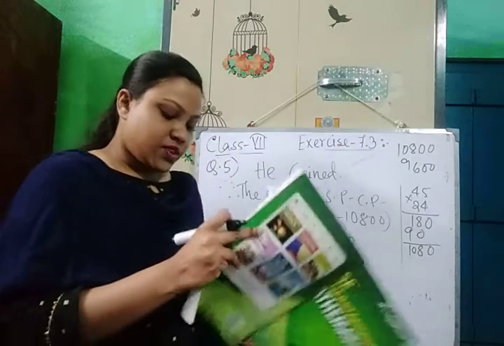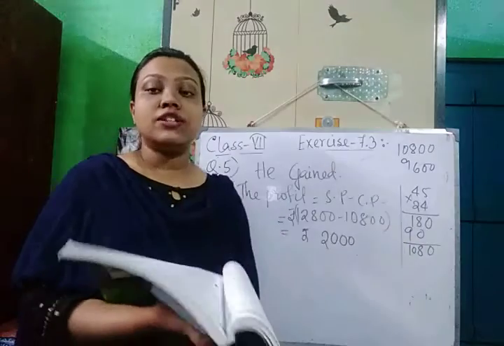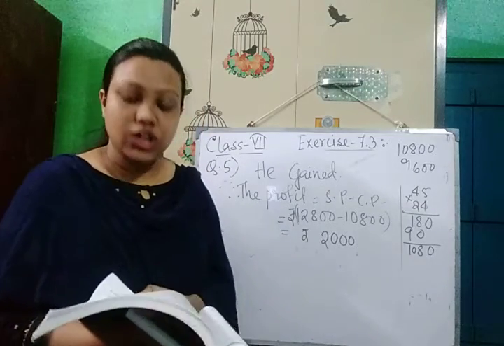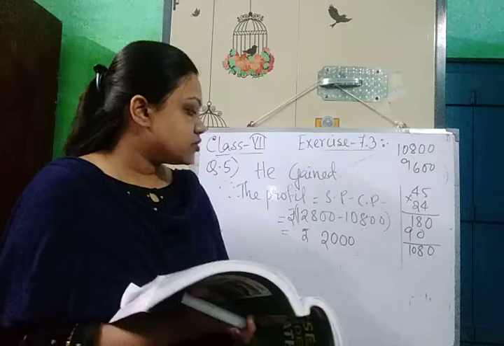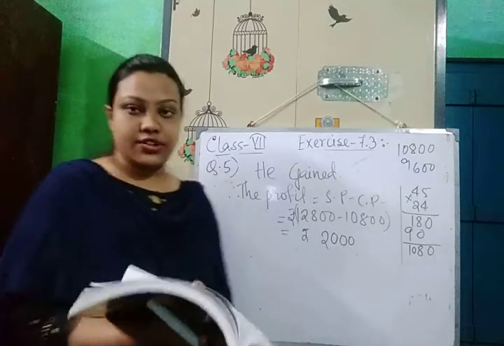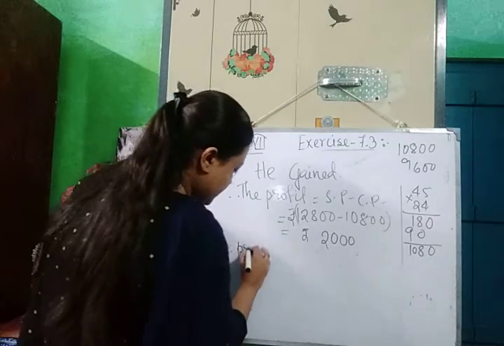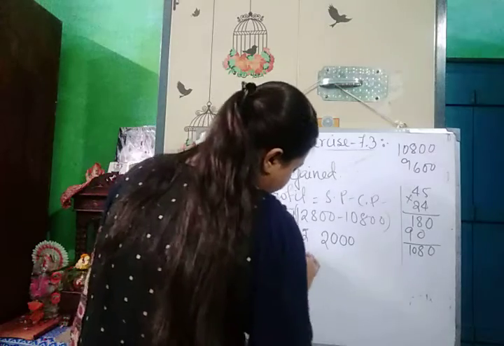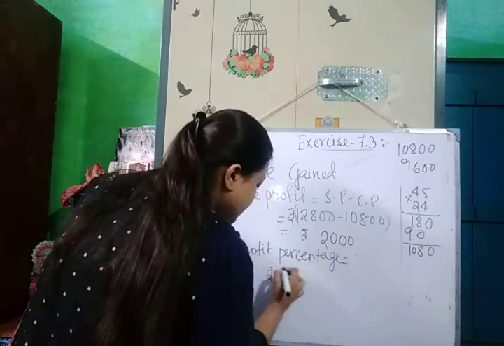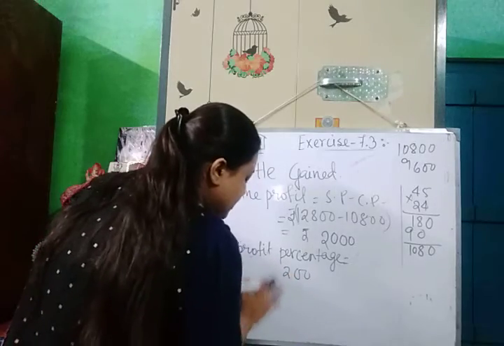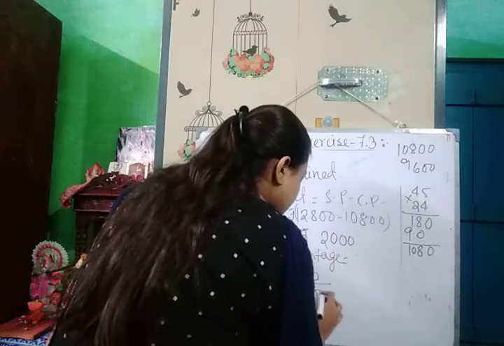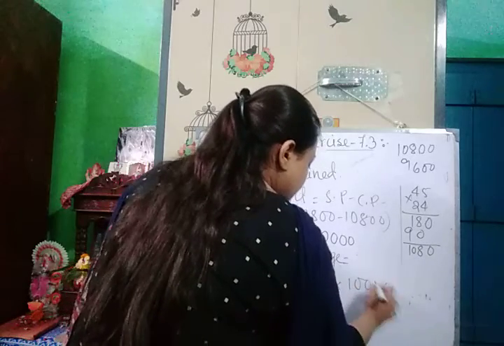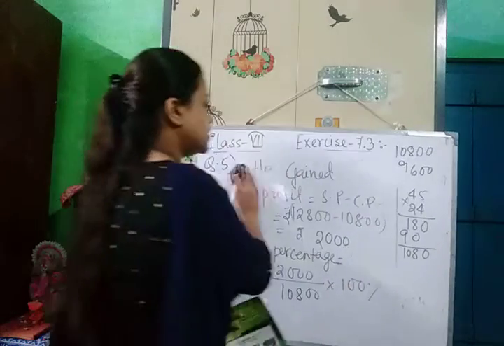Okay, now we need to find out the gain or loss percent. So how can we find out? You know that percentage equals profit by cost price into 100. So therefore, profit percentage equals 2000 by cost price, 10800, into 100. Okay, now we will do the calculation.